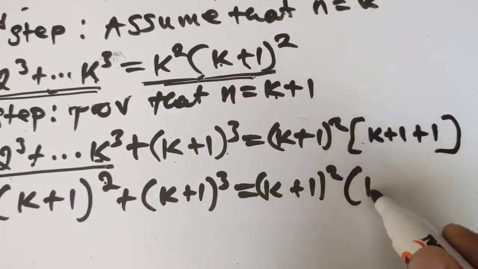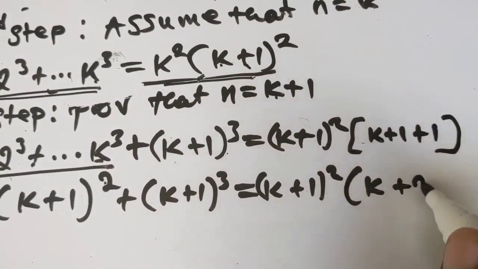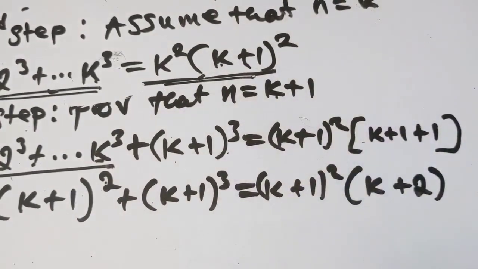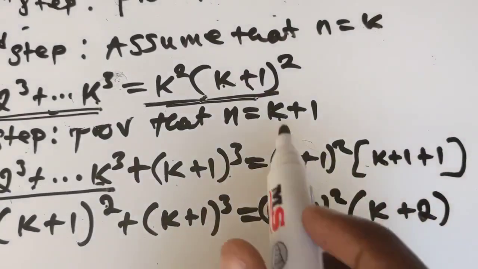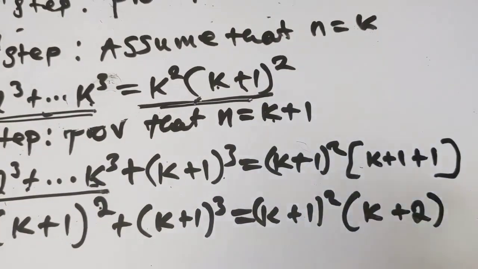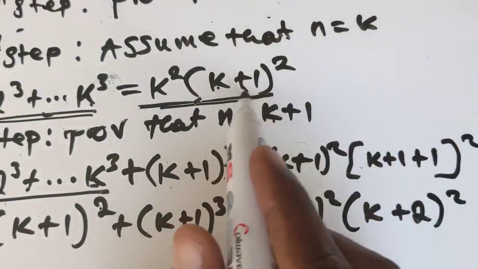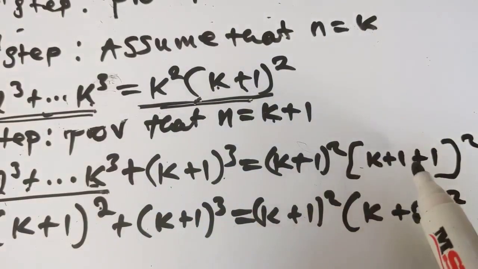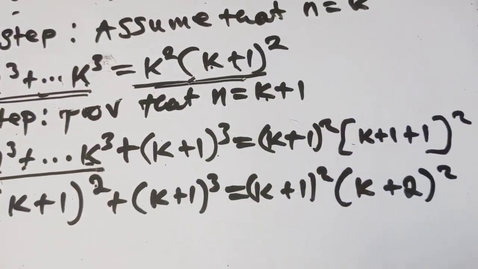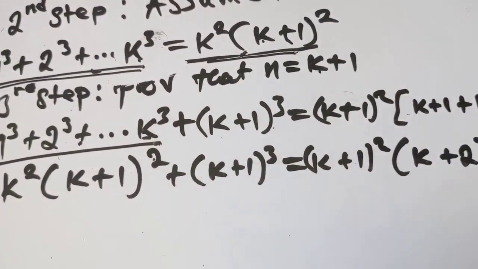So this is k. Then there is 1 plus 1. 1 plus 1, it is what? It is 2 like that. Oh, I forgot to square it. This has to be squared, since here it was squared like that. Alright, so we go on.